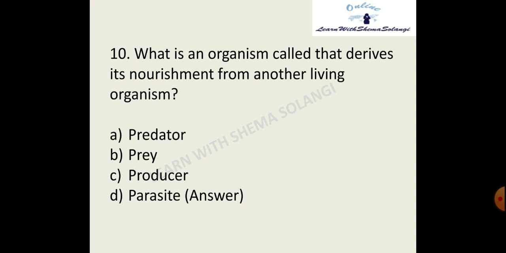So a parasite is an organism that lives in or on another organism known as the host and derives its nourishment from it. Parasites can cause a variety of diseases and health problems in their host and can have a significant impact on ecosystems and populations also, right? So the correct option is parasite. Let's move towards the next MCQ.